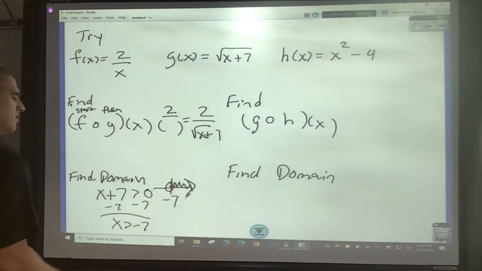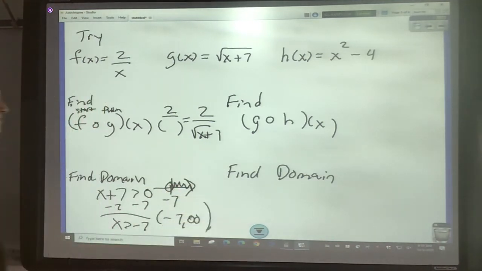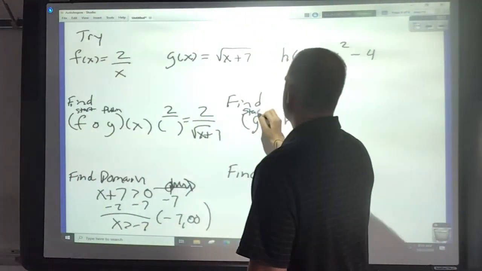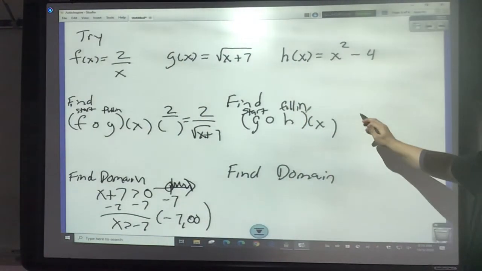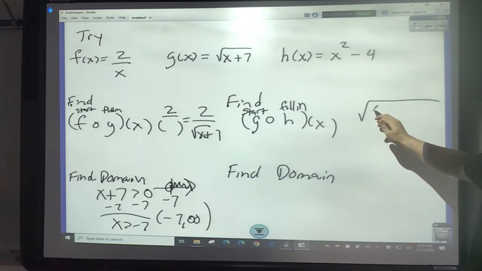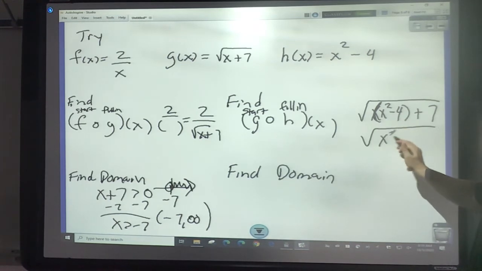So what would that look like in interval notation? -7 to infinity. Okay, let's go to this one. This is going to be my start. This is going to be my fill-in because I got this x at the end. Square root of, oh whoops, I'm sorry, parentheses, x plus 7. I go ahead and fill that in, squared, minus 4. So I got x squared. Basically, I combine like terms here.